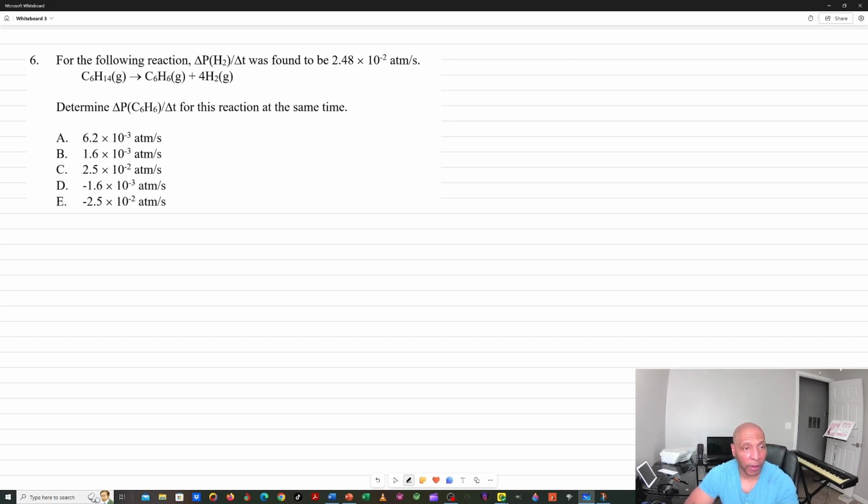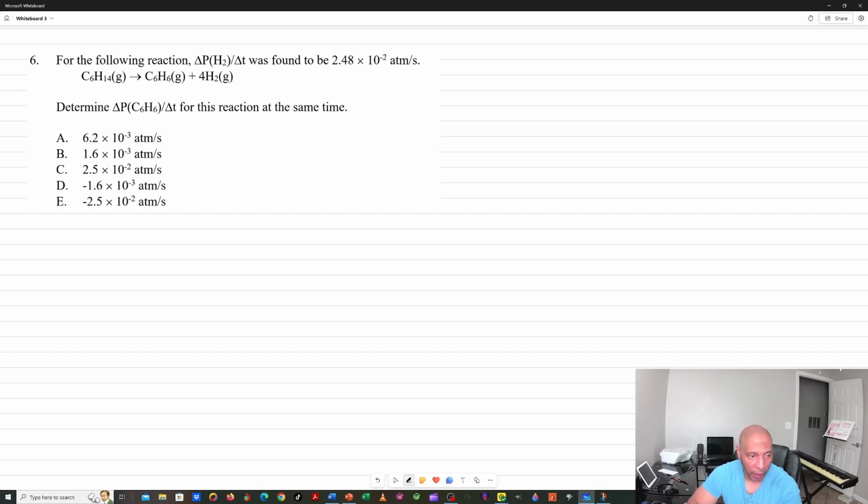Okay, for the following reaction, now we know the change in the H2 concentration with respect to the change in time was found to be 2.48 times 10 to the negative 2 atmospheres per second. They want us to find the change in my benzene concentration, the partial pressure of my benzene with respect to the change in time. Okay, so it's not that big of a deal. They're both products. I don't have to worry about the hexane, so I'm not going to worry about it.